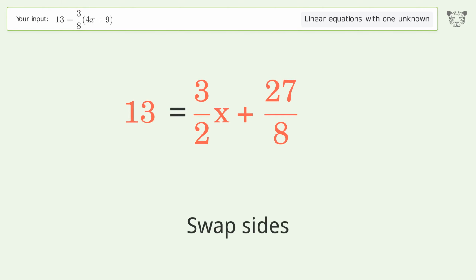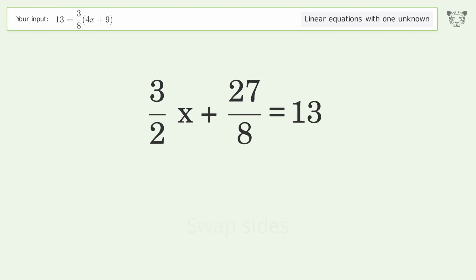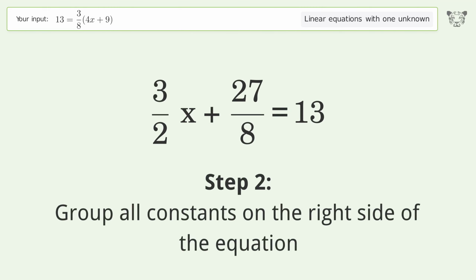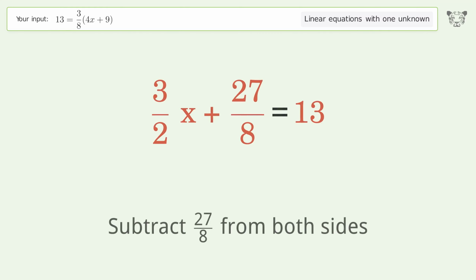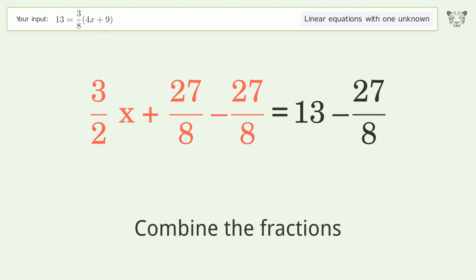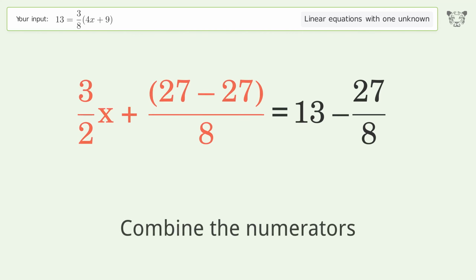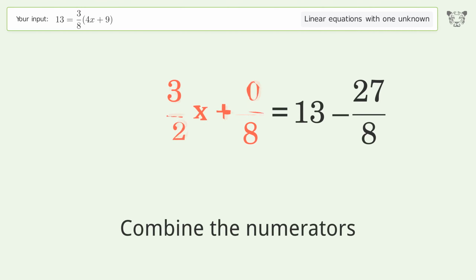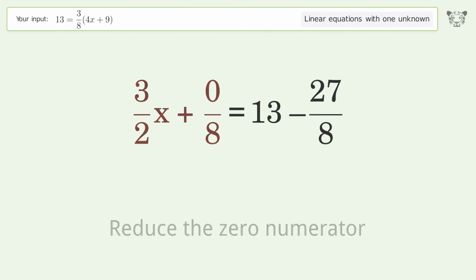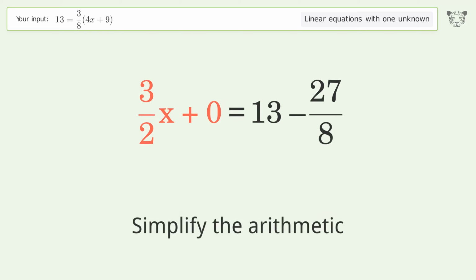Swap sides. Group all constants on the right side of the equation. Subtract 27/8 from both sides. Combine the fractions. Combine the numerators. Reduce the zero numerator. Simplify the arithmetic.